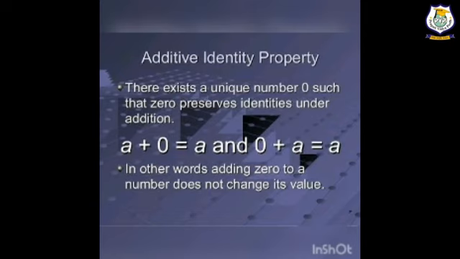Now, additive identity property. There exists a unique number 0 such that 0 preserves identities under addition. a + 0 = a and 0 + a = a. In other words, adding 0 to a number does not change its value. It means if we add 0 to any integer, it does not change the value or identity. If we add any integer with 0, the answer remains that particular integer.